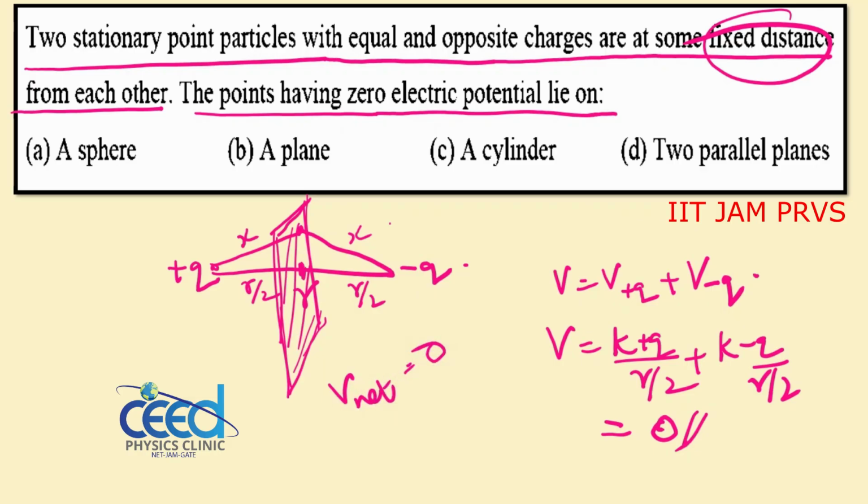Then we can say the points having 0 electric potential lie on a plane only, right?